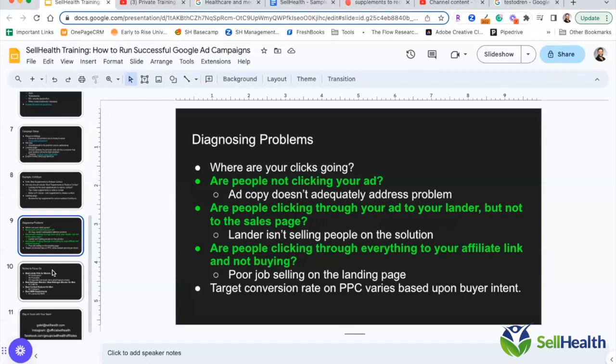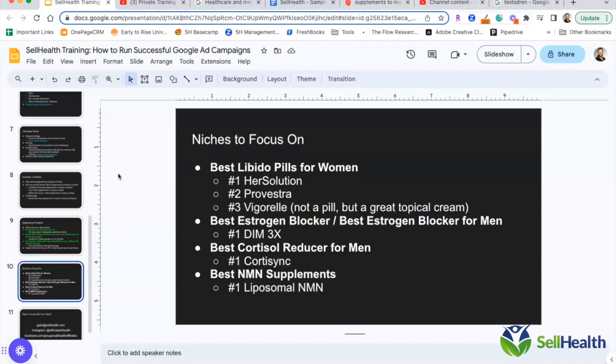So as we close right now, I'm going to give you a few niches to focus on. These are niches that are incredibly profitable for affiliates right now. First and foremost, we've got best libido pills for women. This is the way you want to rank them: Her Solution #1, Provestra #2, and Vigorel #3. Vigorel is not a pill. It's a great topical cream. And when women are searching for best libido pills, Vigorel is a great product to sell them.